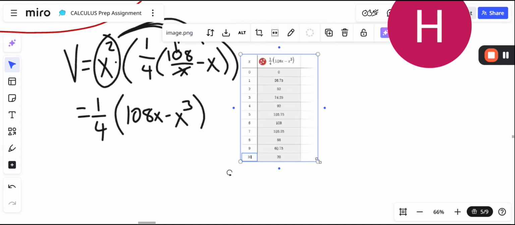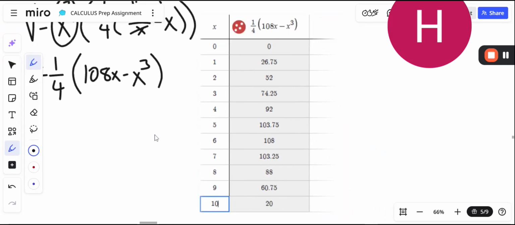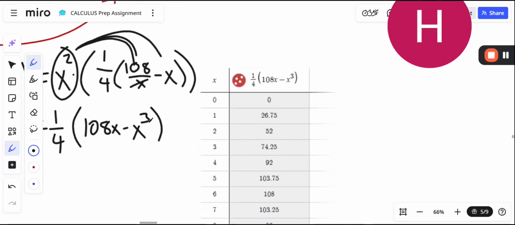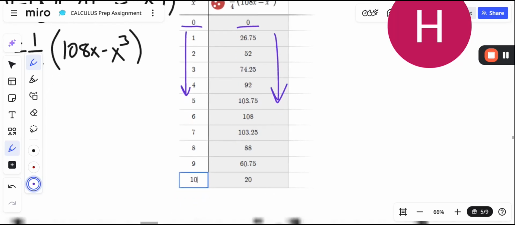Here is a table of different x values and the volume of the box that it produces. Remember that this is V of x. So what do we notice? We notice that if x is 0, the volume is 0. No surprise. But as x increases, we see that the volume is also increasing.